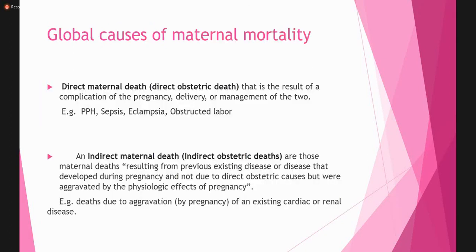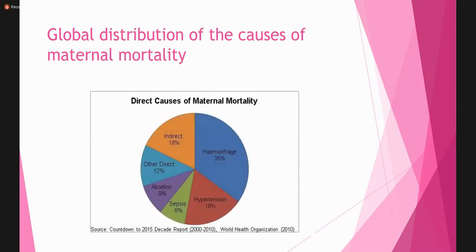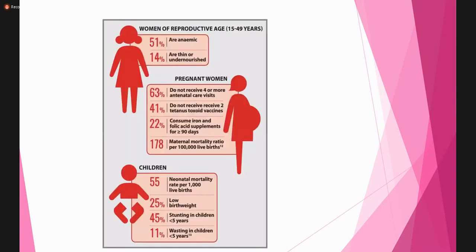Then we went through the causes, direct and indirect causes, and direct causes leading to about 80% of maternal death, and indirect causes about 20%, and hemorrhage being the leading cause, that is PPH being the leading cause of death, direct cause of death in mothers. And then we discuss the problems of the females of reproductive age, pregnant females and children.